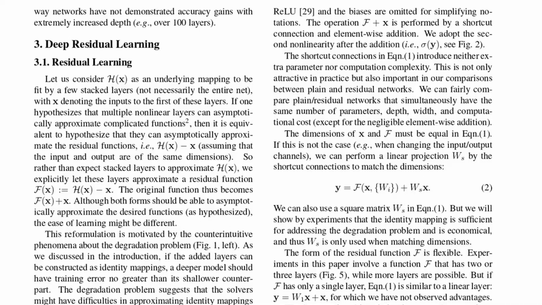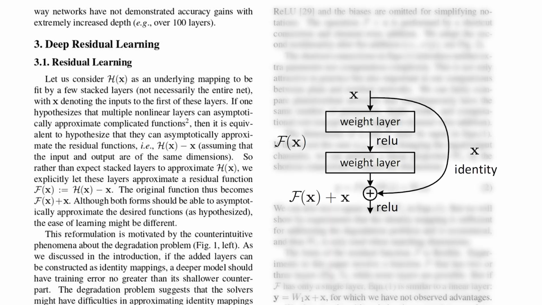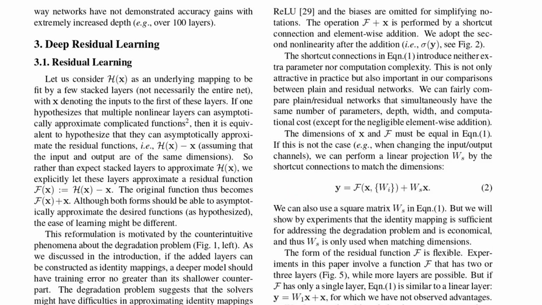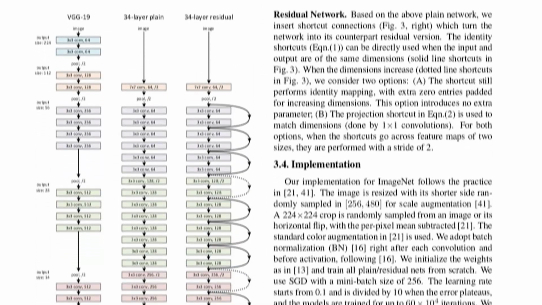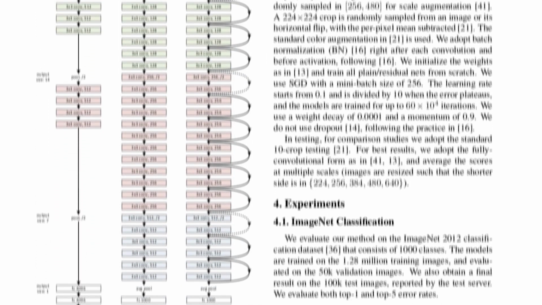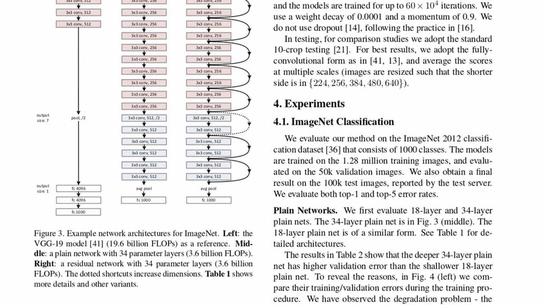Now, the key insight behind ResNet was the idea of residual learning. So instead of each layer learning the full transformation, it only needed to learn the residual, or difference, between the input and output. This made it easier to train very deep networks because the gradients could flow more freely through the skip connections, allowing for the propagation of error signals during backpropagation.